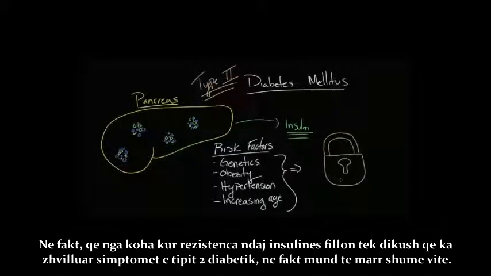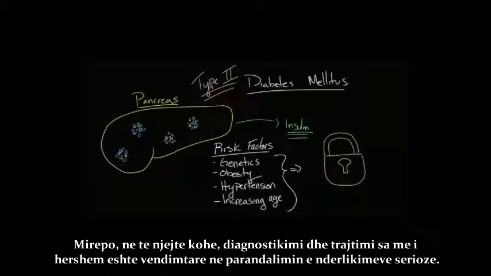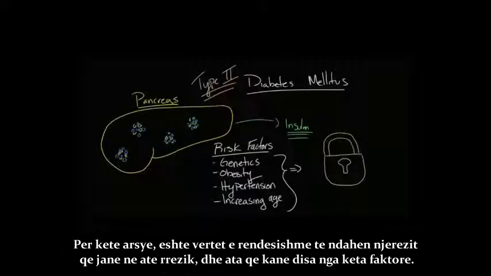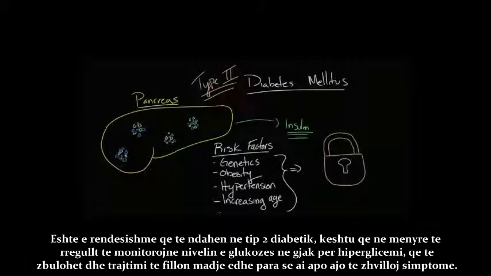In fact, from the time this insulin resistance starts to when someone would develop symptoms of type 2 diabetes can actually take multiple years. But at the same time, early diagnosis and treatment is critical to prevent the serious complications associated with diabetes. And for this reason, it's very important to screen people who are at risk, people who have some of these risk factors. It's important to screen them for type 2 diabetes, so they should regularly have their blood glucose levels monitored for hyperglycemia so that it can be detected and treatment can be started even before he or she will develop symptoms.